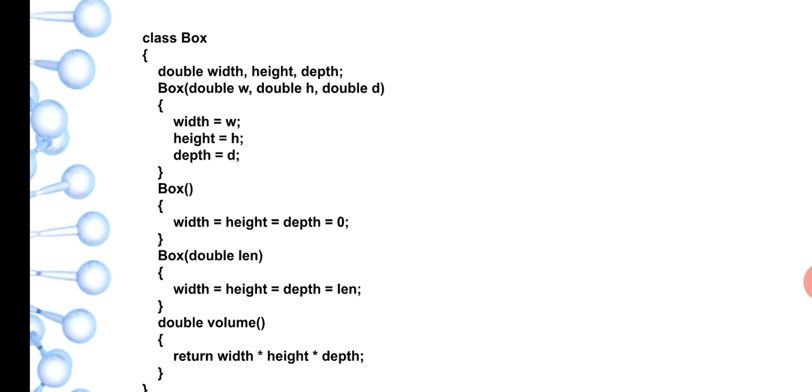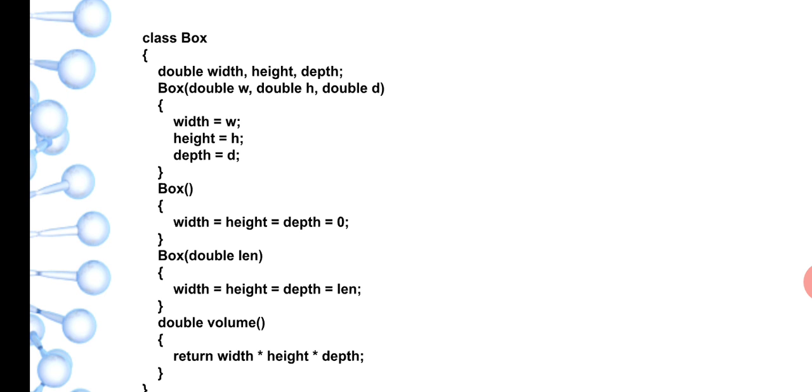Let us see one example here. You have one class called Box, which has 3 variables: width, height, and depth. The first constructor takes 3 parameters, w, h, and d, of type double. It assigns w to width, h to height, and d to depth, whatever values you pass from the main method will sit in w, h, and d.